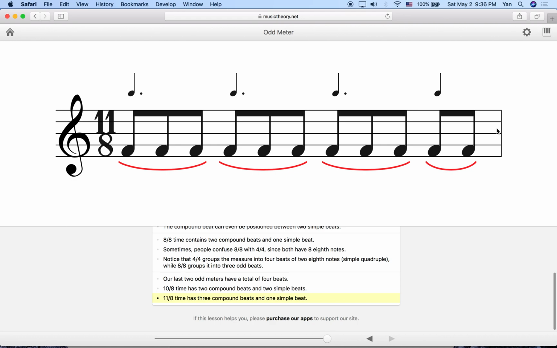So just practice clapping and singing this, so that you build these rhythms into your body, and you start feeling the rhythm. That's much more important.